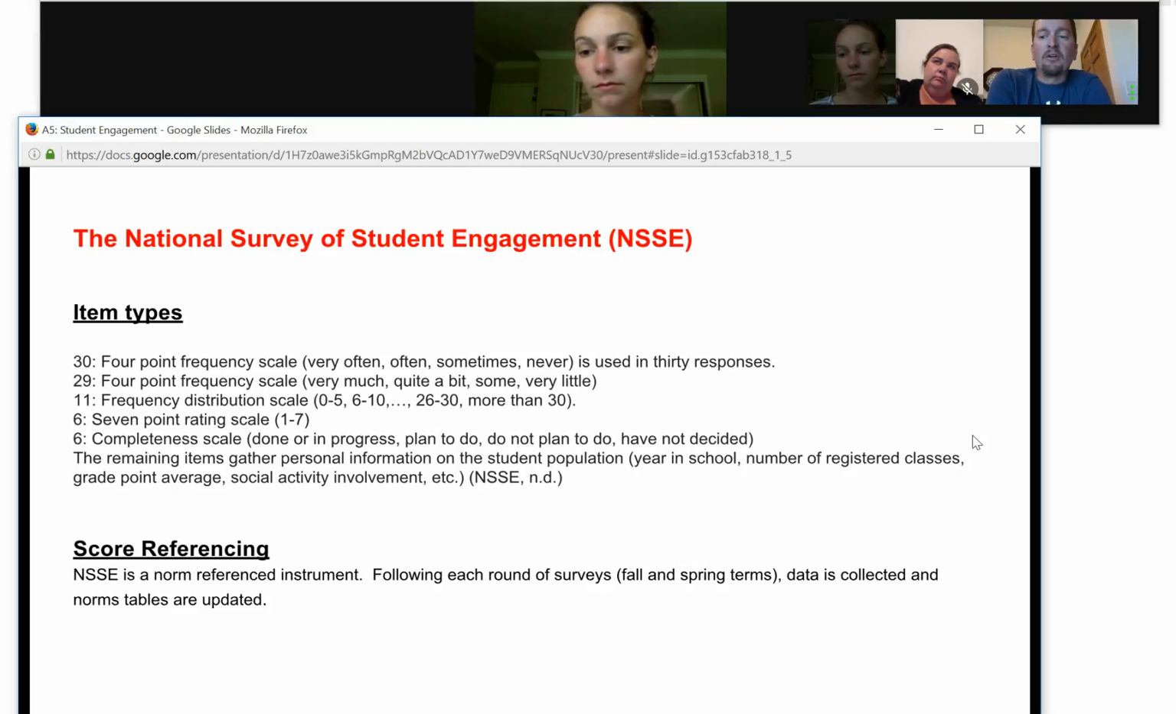There are 6 questions that work on the 7-point, 1 through 7 rating scale. And there are 6 questions that ask about completeness, whether it's a project they're on, a degree program they're working in, or classes they're working on, where the response can be given as done, in progress, and to do, not plan, or have not decided. Obviously, if you add those numbers up, that doesn't match the 98 total responses that are asked.